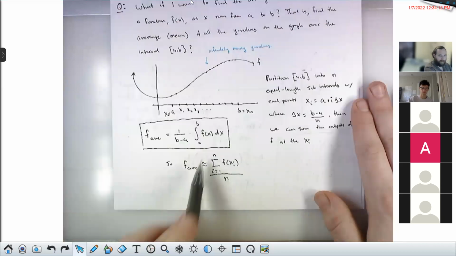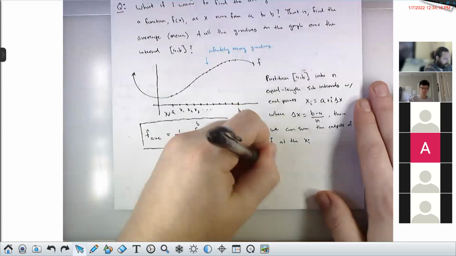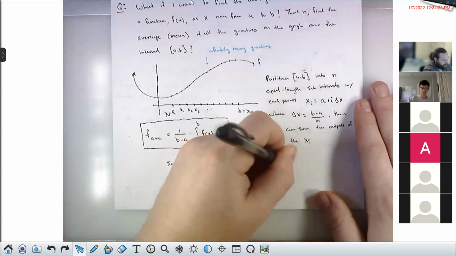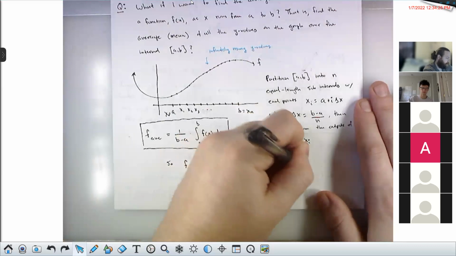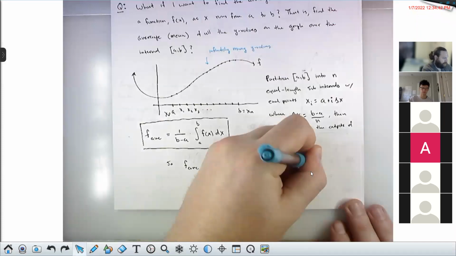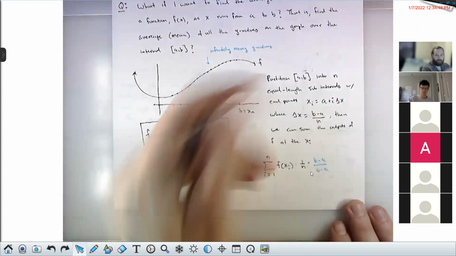Now this object I can clean up quite a bit. This is the same as the sum over i from 1 to n of f of xi times 1 over n. Right? Dividing by n is the same as multiplying by 1 over n. Now I can get sneaky and multiply by (b minus a) over (b minus a).